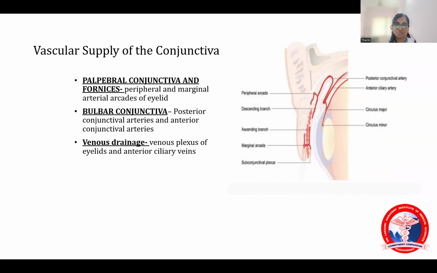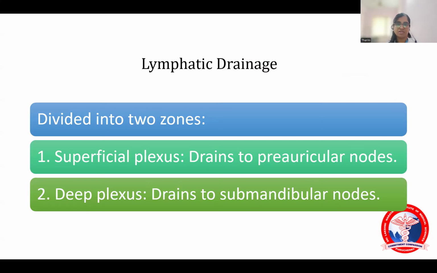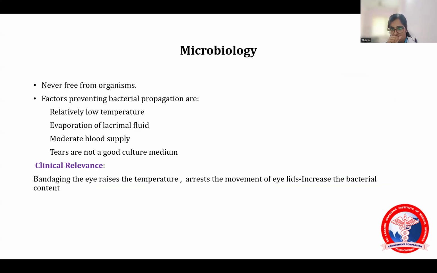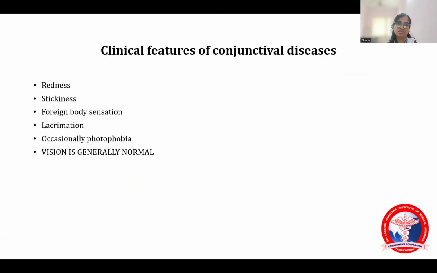And what is the vascular supply of the conjunctiva? The conjunctiva lining the eyelids gets its supply from the eyelids itself. The conjunctiva lining the sclera gets supply from the conjunctival arteries and ciliary arteries. Nerve supply is from the ophthalmic and maxillary divisions of the trigeminal nerve, and lymphatic drainage is into the preauricular and submandibular nodes. Then we discussed the normal flora of the conjunctiva.